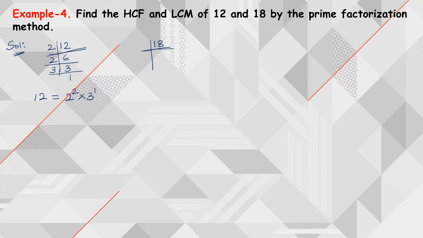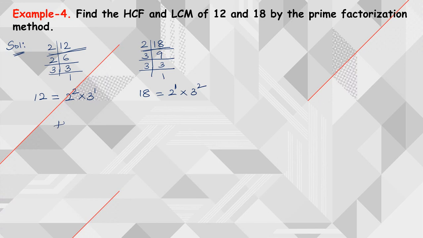The same way, 18: in the 2 table, 2 nines are 18, then in the 3 table, 3 threes are 9, and again 3 ones are 3. So 18 can be written as 2 into 3 square. That means this is 2 power 1.